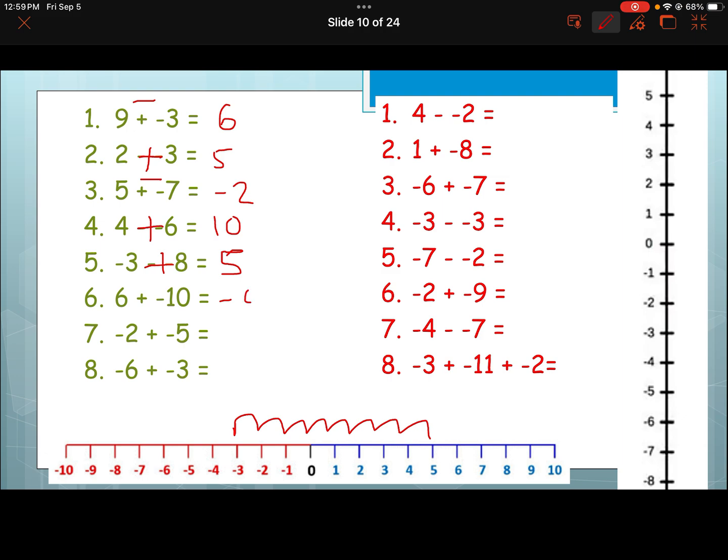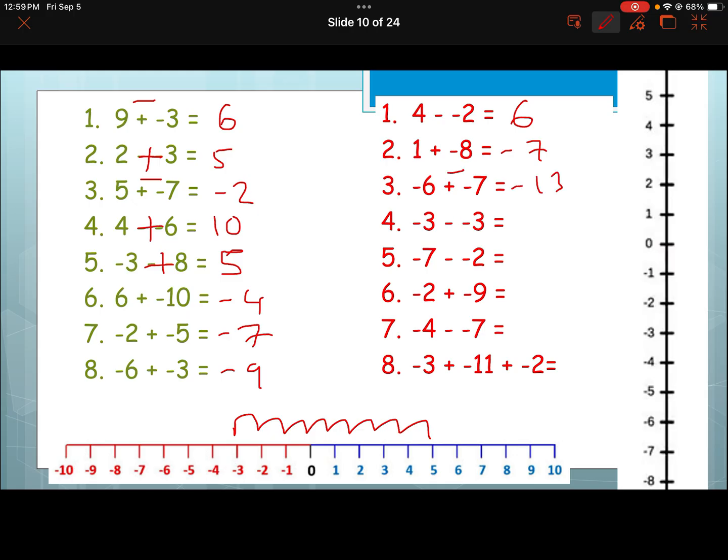6 minus 10 is -4. -2 minus 5 is -7. And -6 minus 3 is -9. If you tried the ones over here, I say they're harder, I guess, whatever. This is 4 plus 2, so that's 6. This is 1 minus 8, which is -7. This is -6 take away 7, which is -13.